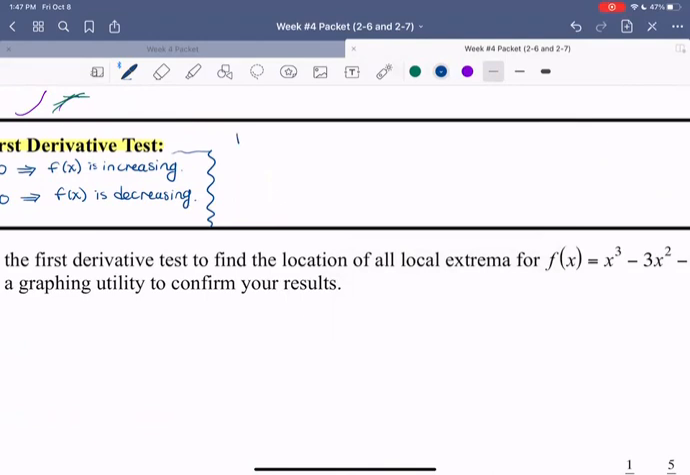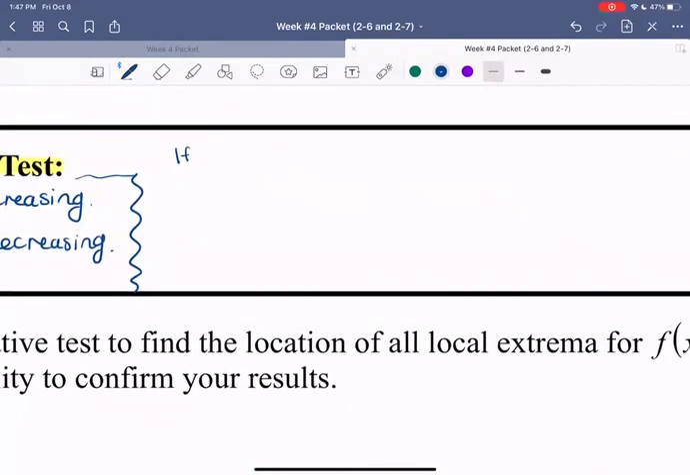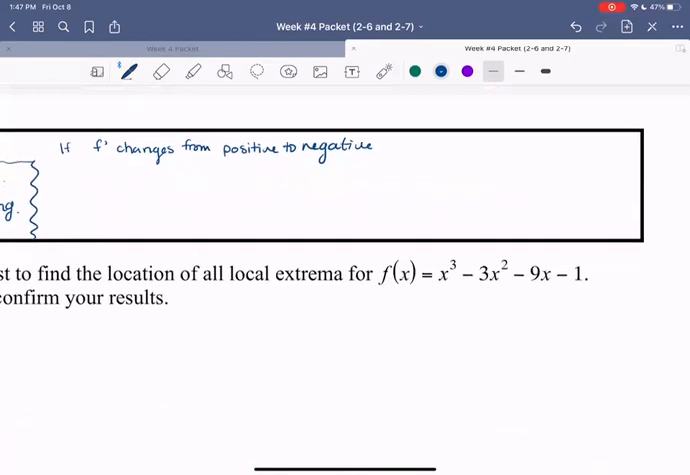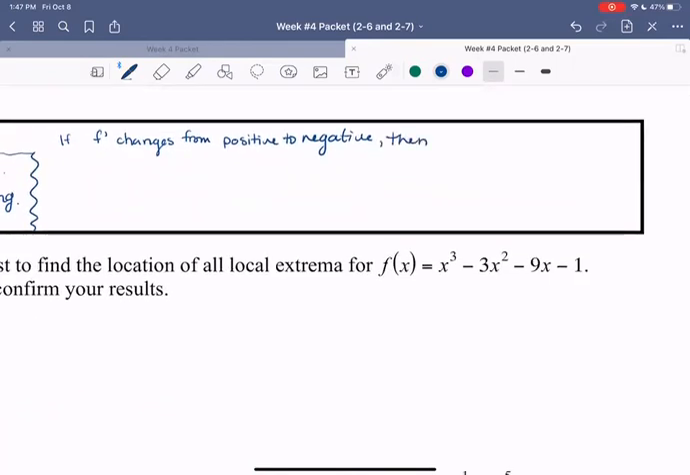So I could say, if f prime changes from positive to negative, then our function f has a local maximum.